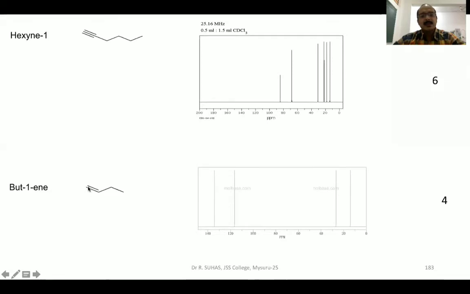And you must observe that always the terminal alkenes will give more, whereas internal alkenes will give less values. The next is ethyl benzene. So this is the structure: ethyl substituent CH3CH2 attached to benzene.